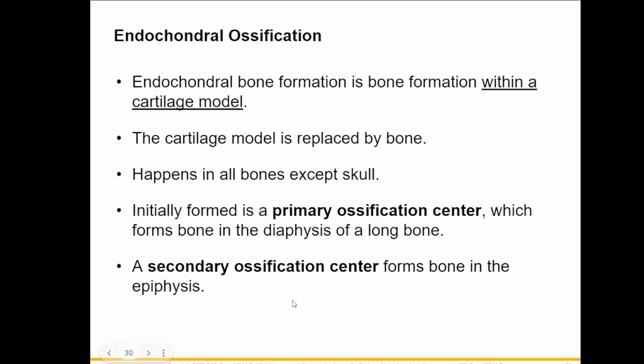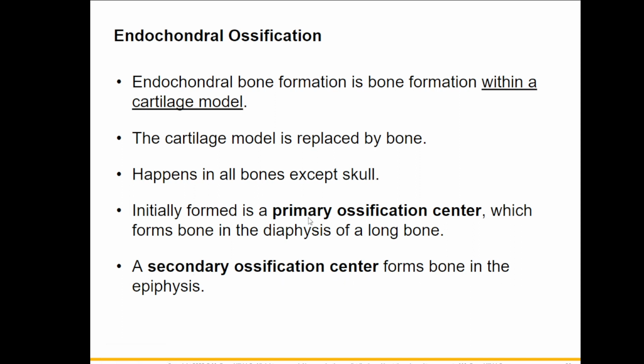Next is your endochondral ossification. And as mentioned, the starting material here is a cartilage model. So what happens is that the cartilage model is replaced by a bone. Endochondral ossification happens in all bones except for the skull, because in the skull, intramembranous ossification is the one that happens. So in endochondral ossification, you will find the primary ossification center and the secondary ossification center.